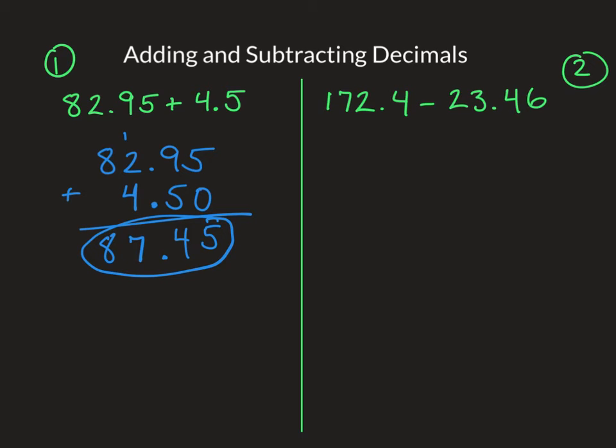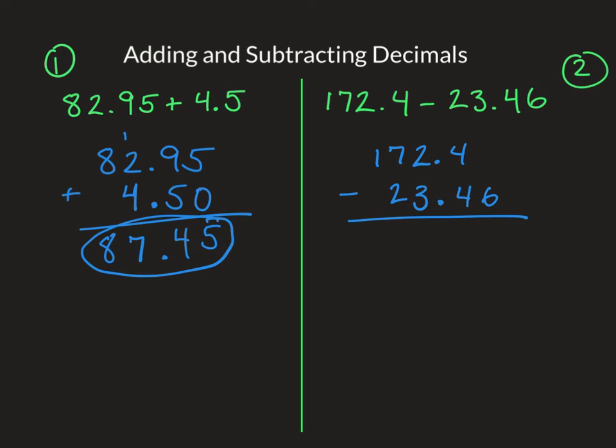Okay, so let's come over here to example number 2. We have 172 and 4 tenths minus 23 and 46 hundredths. So again, we need to make sure we line up those decimals. And before the decimal point, we have 23. And after the decimal point, we have 46 hundredths.